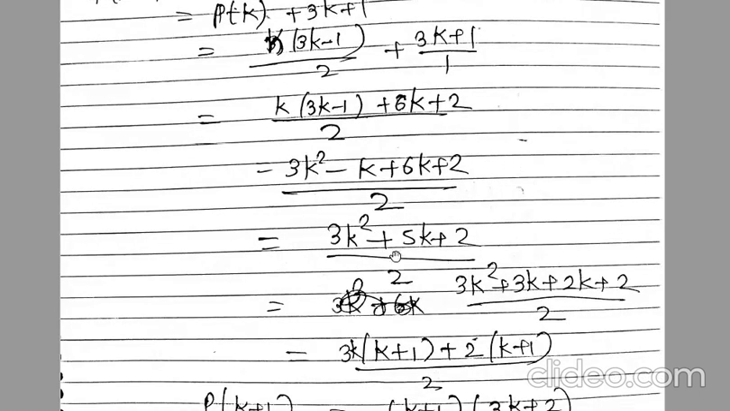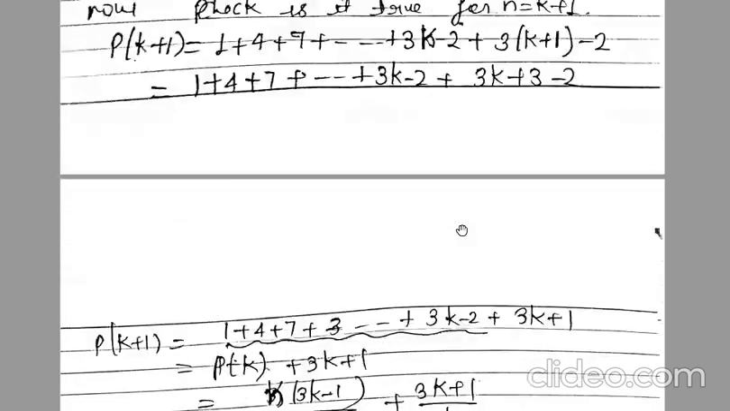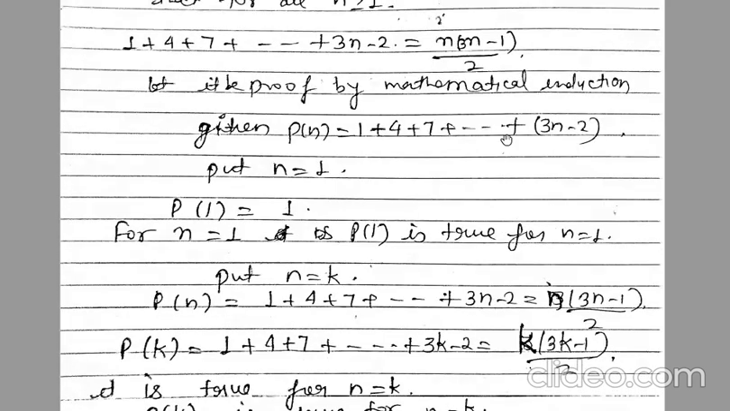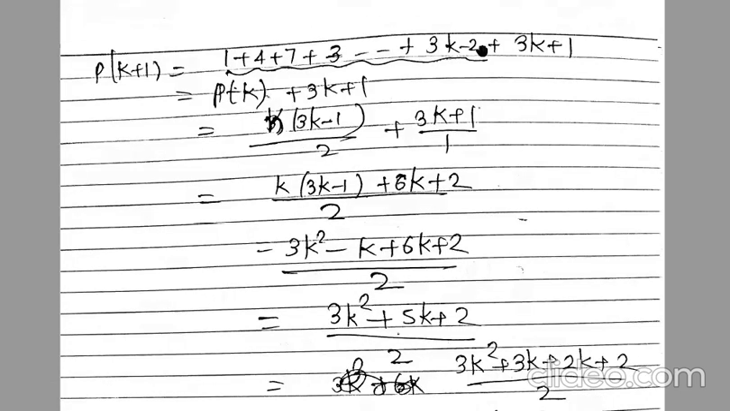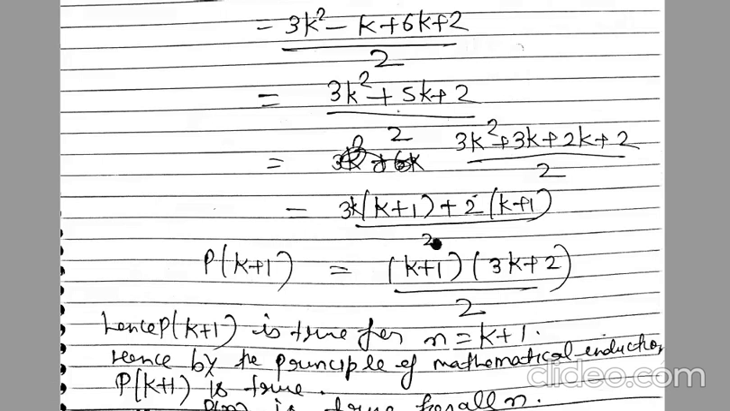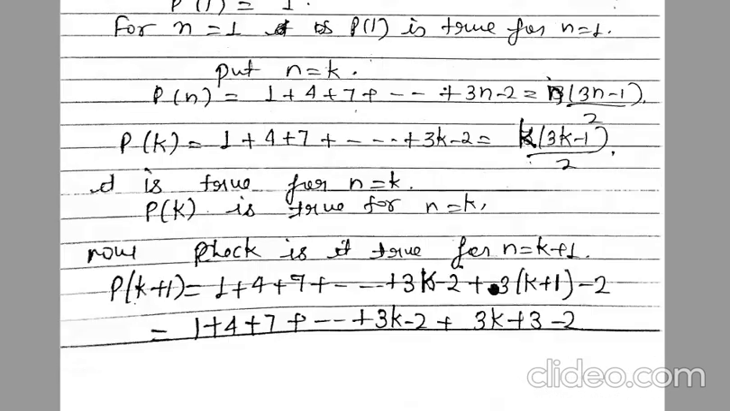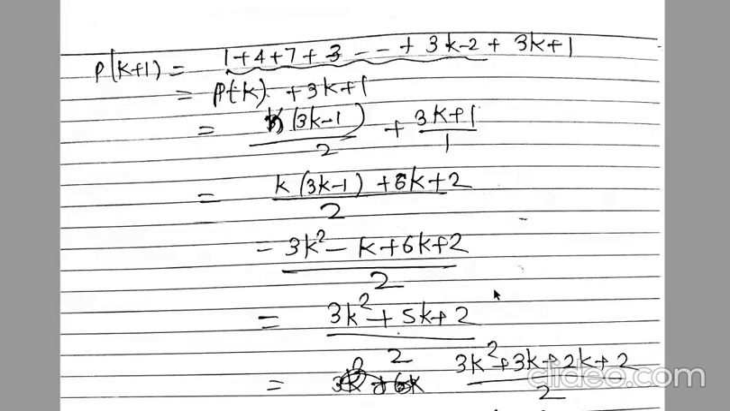So we can see here that this quadratic expression is not in the form of n(3n minus 1) by 2. We need to convert it into that form. So just convert it into our given form. We can write here (k plus 1)(3k plus 2) upon 2. So we can see that this part has the same form as n(3n minus 1).